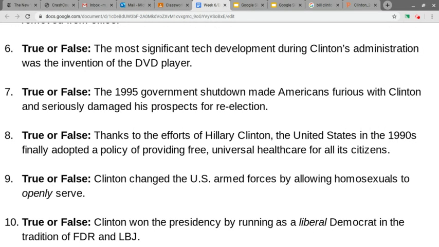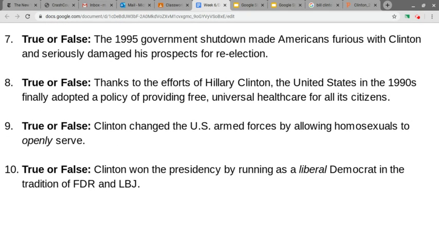True or false? Thanks to the efforts of Hillary Clinton, the United States in the 1990s finally adopted a policy of providing free, universal health care for all its citizens. No. She tried to, but no, it didn't happen. And we still don't have that.